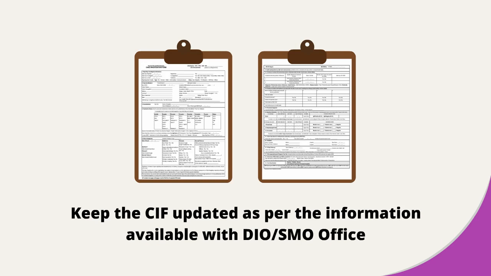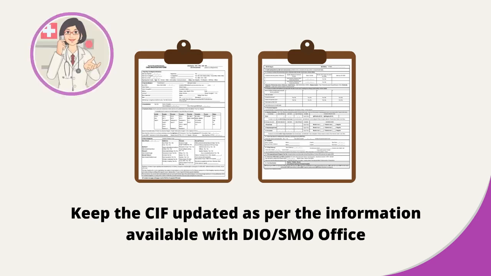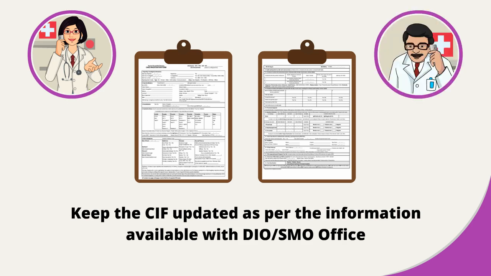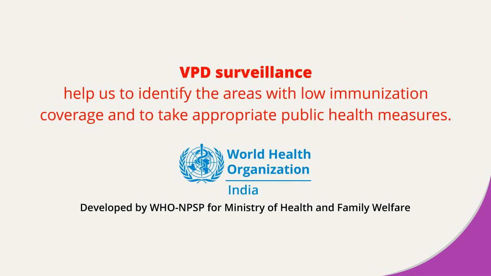CIF provides important epidemiological details about the disease. Keep the CIF updated with information as and when available with DIO or SMO office. VPD surveillance helps us to identify the areas with low immunization coverage and to take appropriate public health measures.